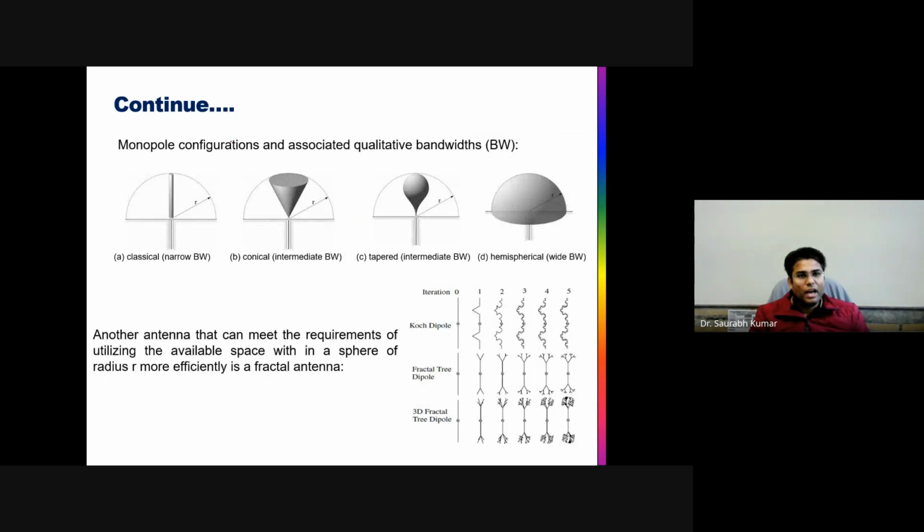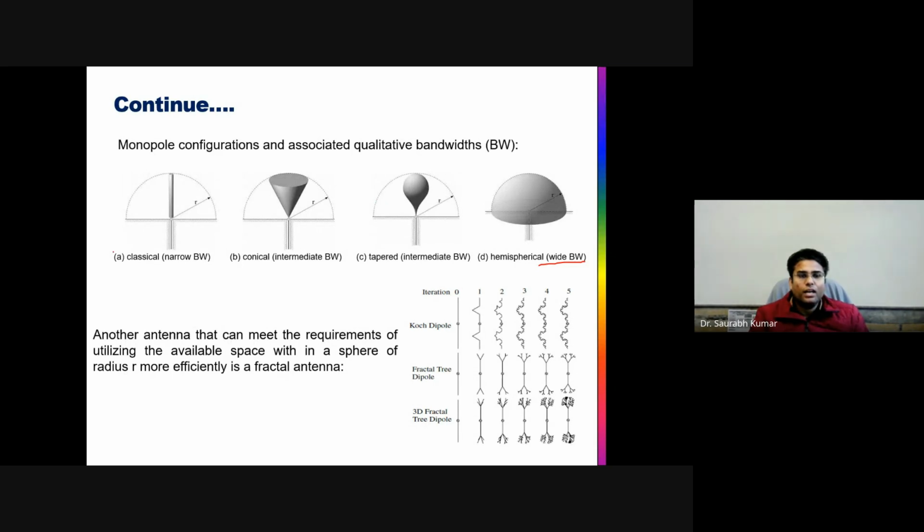This is valid for your monopole configurations also, where the second pole is replaced with the ground plane. So you will be seeing that the hemispherical configuration will be giving you a wide bandwidth. So this is how an antenna can have the same dimension with an improved performance, you can say. If someone is doing the miniaturization, then these factors should be considered.